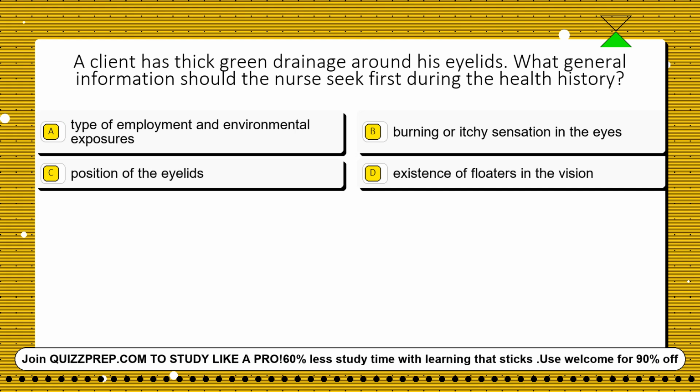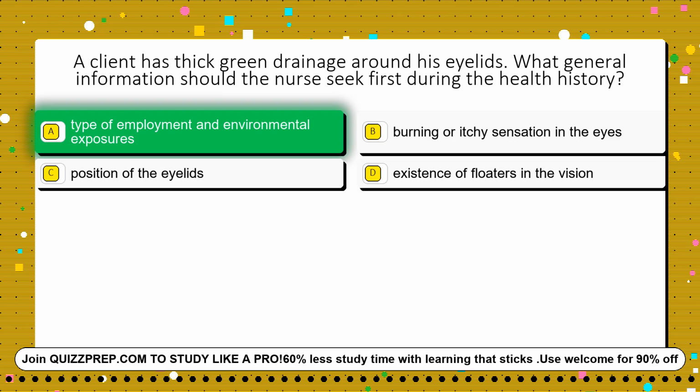Question 13. A client has thick green drainage around his eyelids. What general information should the nurse seek first during the health history? Option A, a type of employment and environmental exposures. Option B, burning or itchy sensation in the eyes. Option C, position of the eyelids. Option D, existence of floaters in the vision.